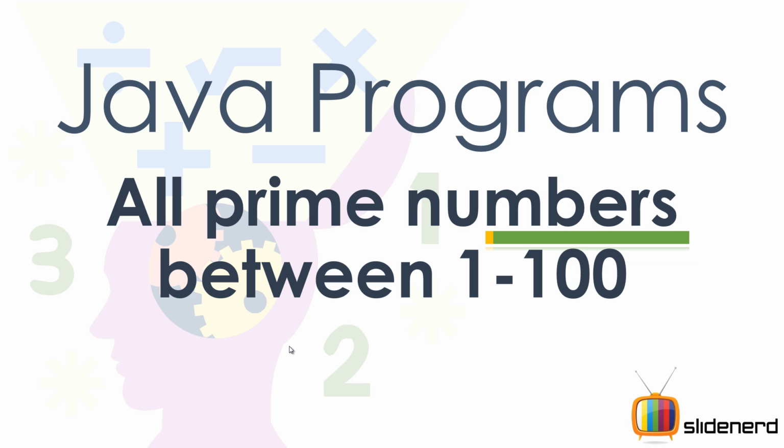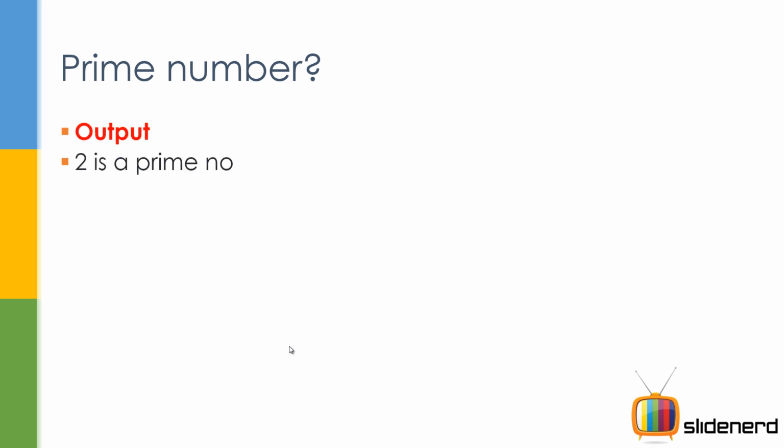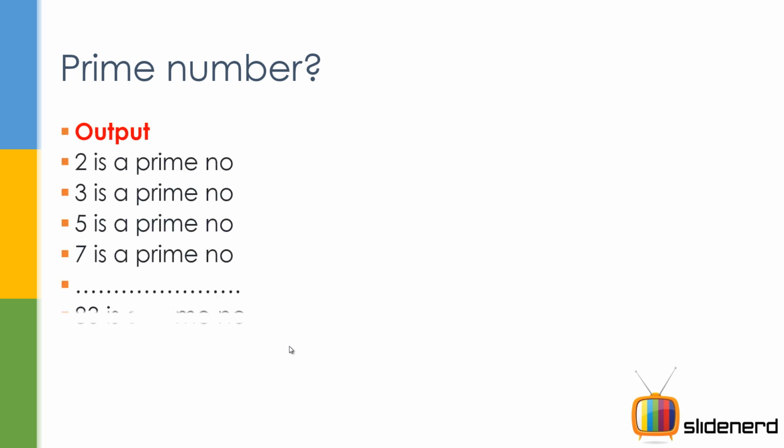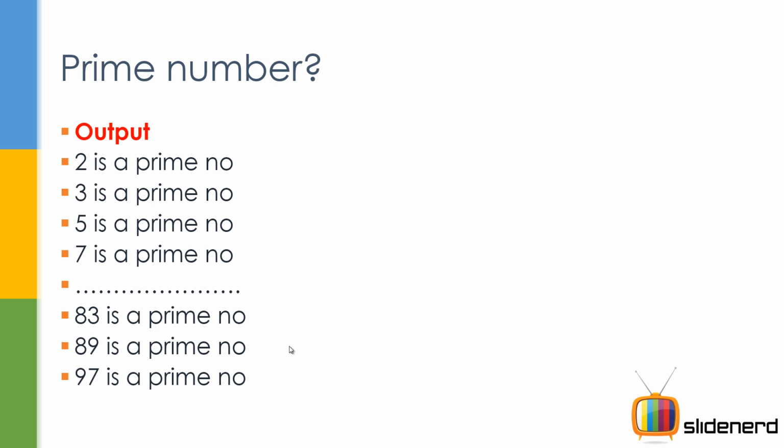What's up, guys? Today we are going to move to level 2 programs. We're going to find the prime numbers between 1 and 100 and see how we get that. So here's the output: 2, 3, 5, 7, and so on up to 100. Whatever numbers are prime, we're going to print them.